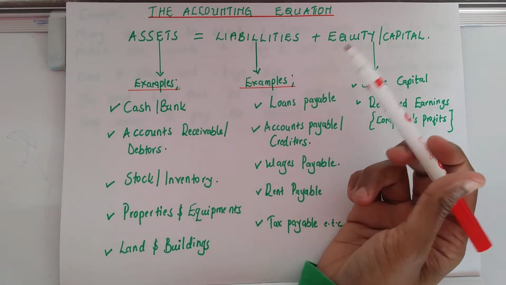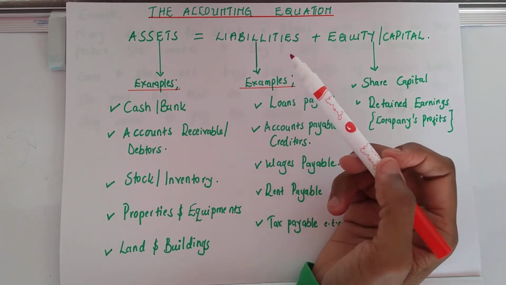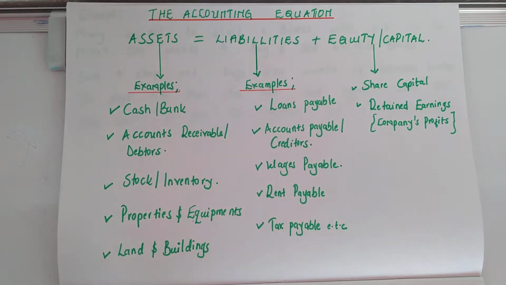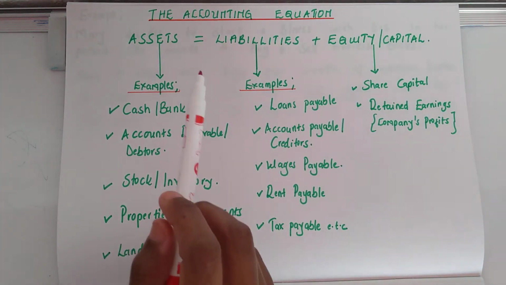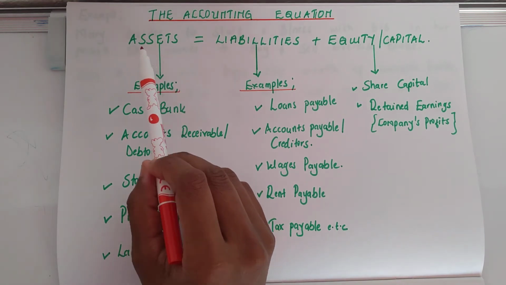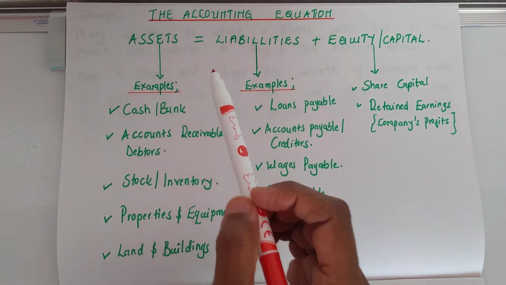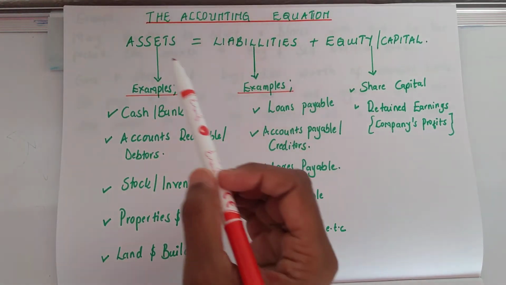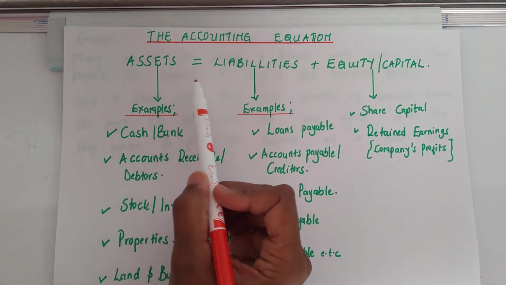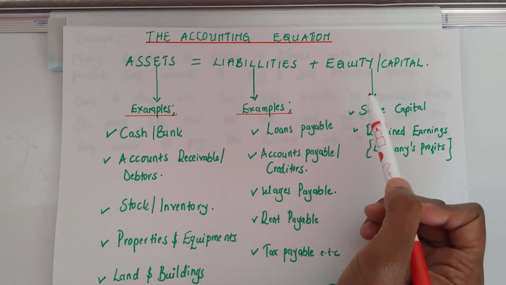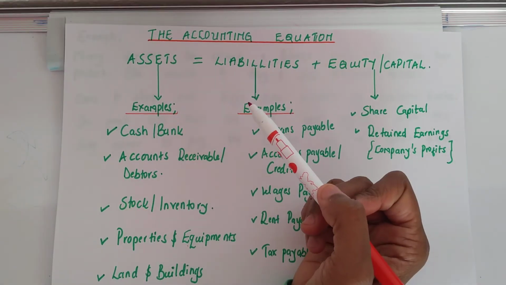Hello, I'm going to talk about the accounting equation, and hopefully by the end of this video we're going to have a better understanding of what this concept is. So before we get into the definition of this concept, let's first try to understand the contents of this equation. So we have here the accounting equation: assets equals liabilities plus equity or capital. This is the accounting equation.